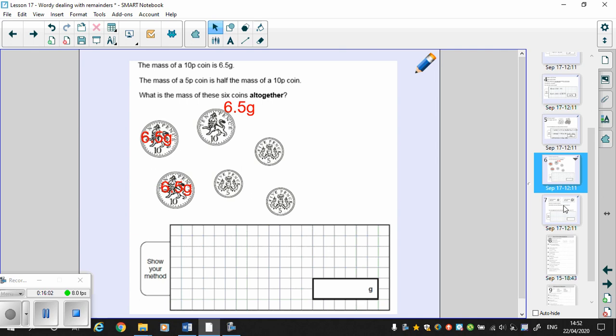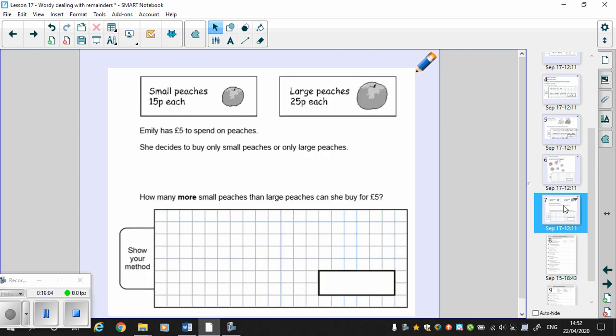And finally, small peaches cost 15 pence each, large peaches 25 pence each. Emily has £5 to spend on peaches. She decides to buy only small peaches or only large peaches. How many more small peaches than large peaches can she buy for £5? That one is a bit of a challenge. I'll leave that one with you.